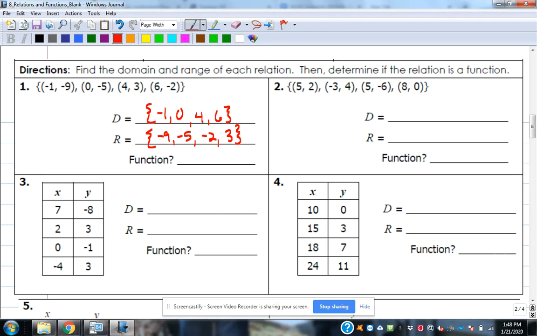Now, is that one a function or not? Yes, it doesn't repeat any x values. So yes, it is a function out of that. So super easy thing.